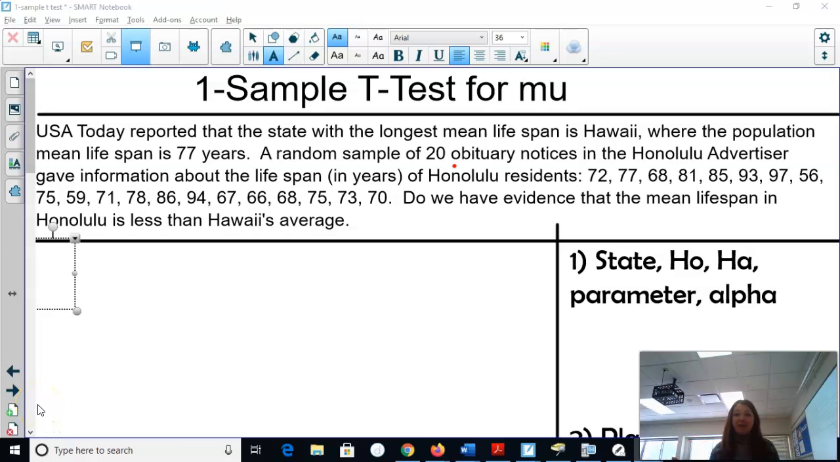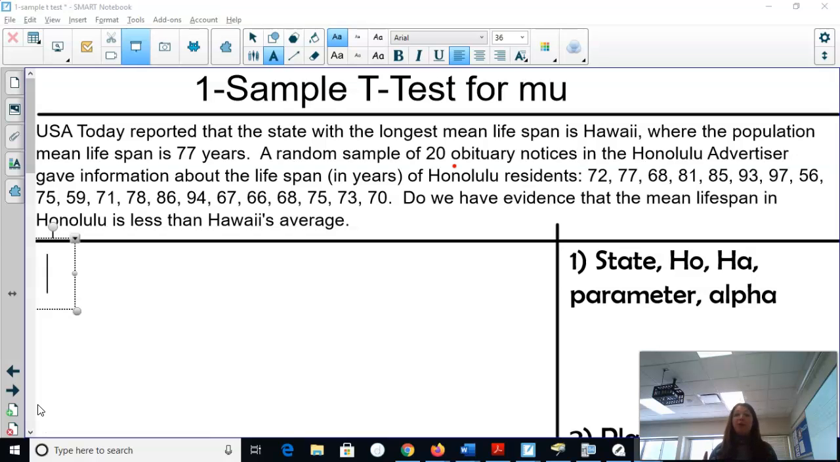Our method of inference that we are learning today is a one sample t-test for mu. Let's get started. The USA Today reported that the state with the longest mean lifespan is Hawaii, where the population mean lifespan is 77 years. A random sample of 20 obituary notices in the Honolulu Advertiser gave information about the lifespan and years of Honolulu residents. Do we have evidence that the mean lifespan in Honolulu is less than Hawaii's average?